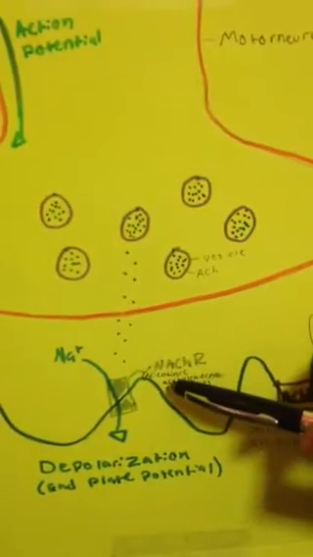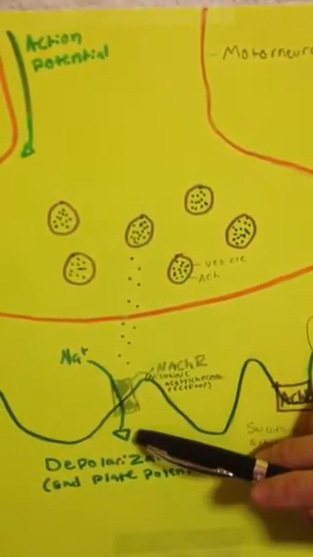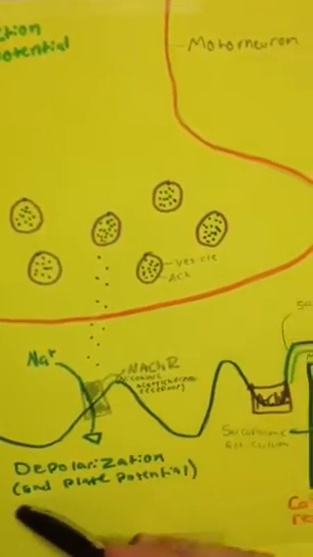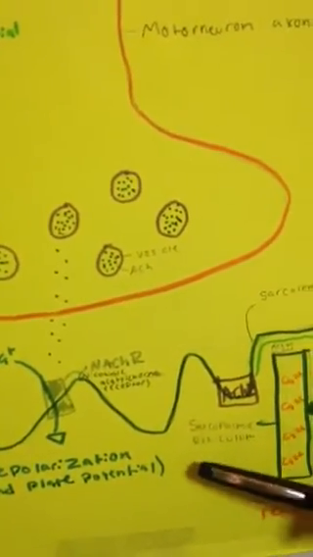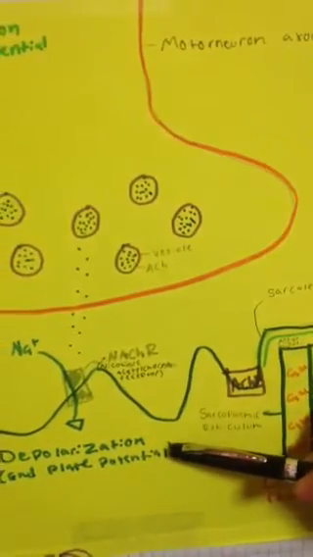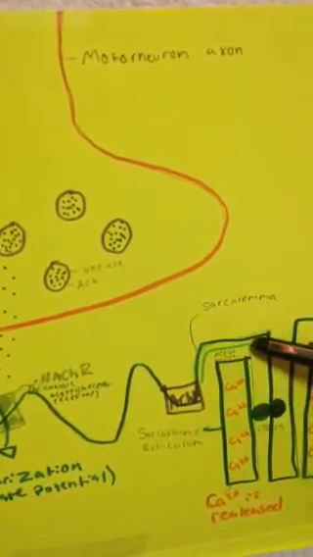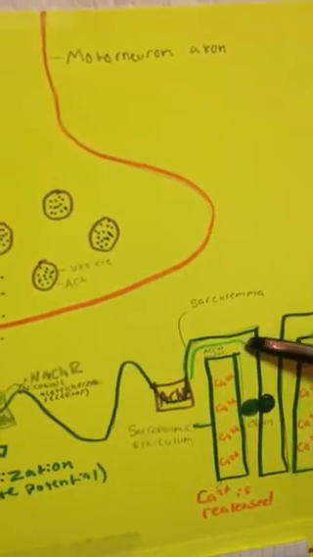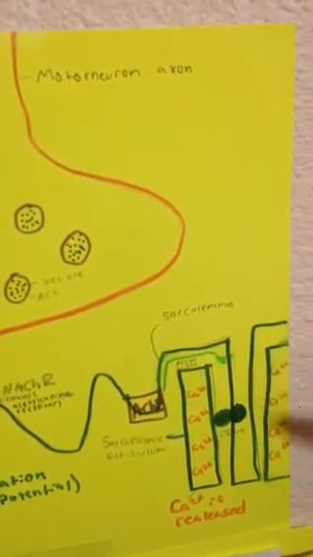The activated NACHR allows sodium and potassium to travel across and depolarize the cell, which creates the end plate potential. The end plate potential depolarization creates an action potential that travels along the sarcolemma and enters into the T-tubule. The T-tubule is also known as a transverse tubule.